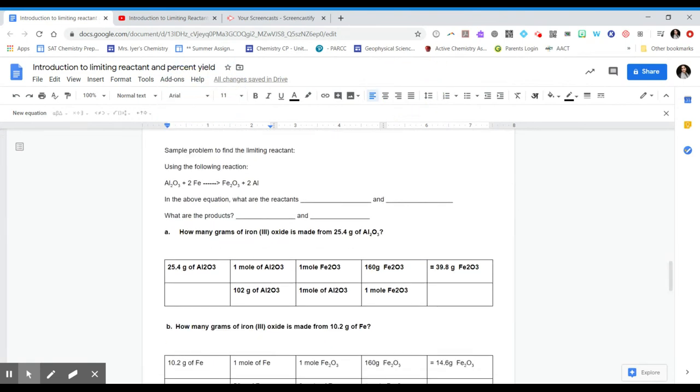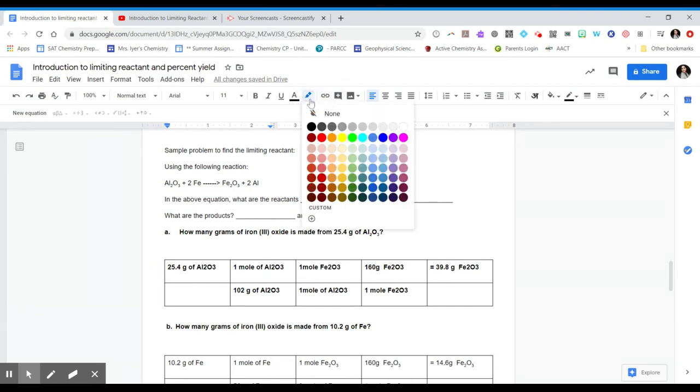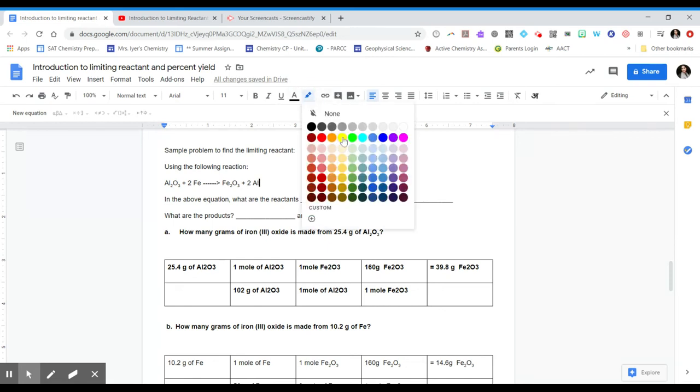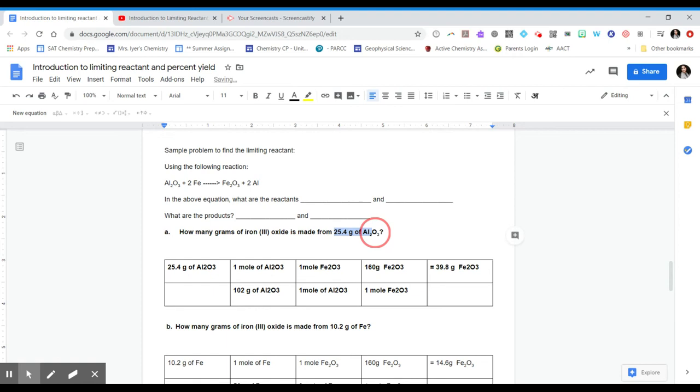So here we have a single replacement reaction where you have aluminum oxide reacting with iron to form iron oxide and aluminum. Basic questions here: reactants are aluminum oxide and iron, products are iron 3 oxide and aluminum. Now, in a question like this, you will always be given the amount of both these reactants. So if you look closely, I'm going to highlight the reactants here. So these are your reactants, and which means that's what's given.